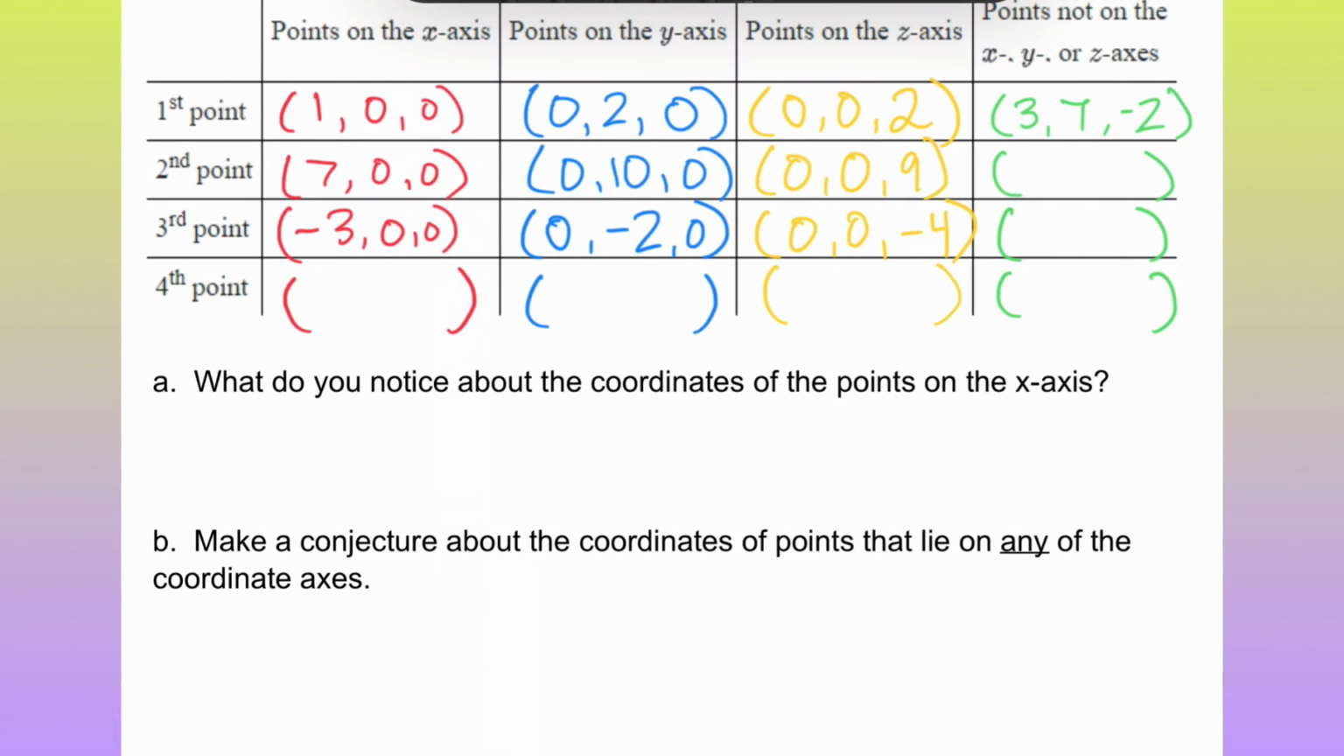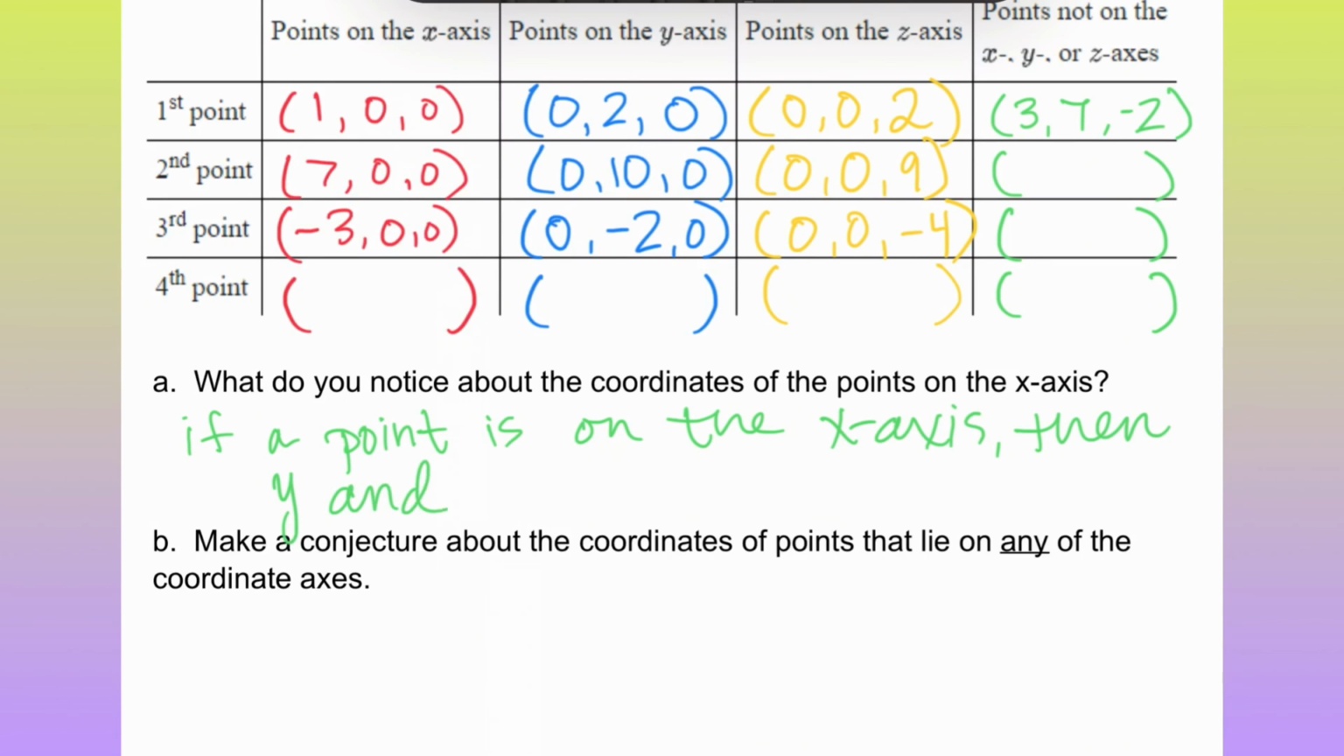What do we notice about the coordinates of the points? So we kind of already talked about this, but it's always nice to put it into words. So what do I notice about all of the x-axis points? If a point is on the x-axis, then y and z are going to have a value of 0, right? We haven't moved y or z.